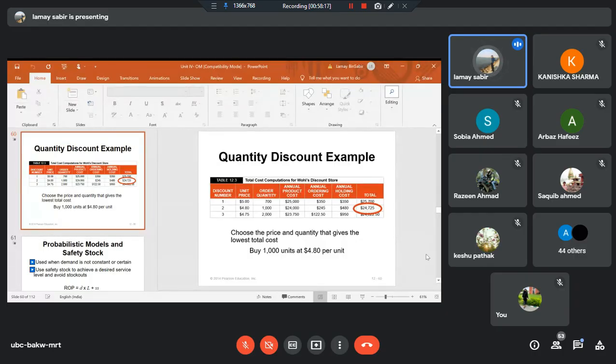Now this is the minimum value corresponding to which we have to place the order. And that is why finally we decide that we have to maintain the inventory. We have the EOQ of 1000 units, which is at the price of 4.80.